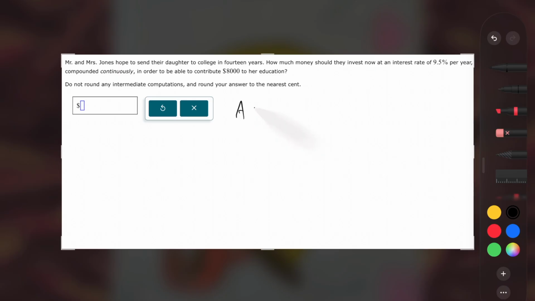All right, so still using that same formula. Again, you're using this formula as soon as you see "compounded continuously." So my A is... Mr. and Mrs. Jones hope to send their daughter to college in 14 years. That's my time. How much money should they invest now with an interest rate of 9.5%?